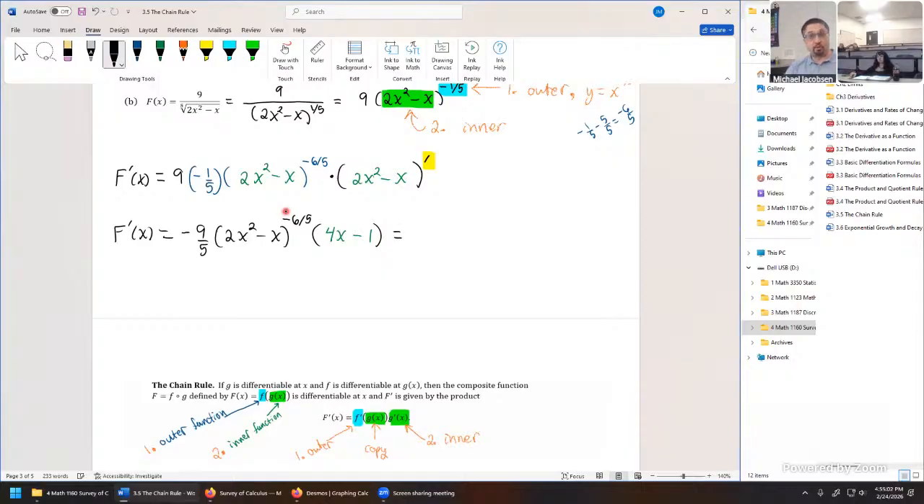Let's write that in just to show what it would look like. So if we fix this exponent, force it to be positive, I would keep the -9 in the numerator. It would multiply the group 4x minus 1. Then 5 is going to stay in the denominator. It would multiply the group 2x squared minus x to the power, now a positive 6/5.